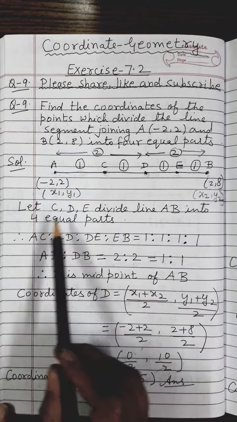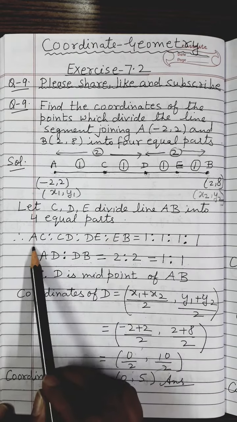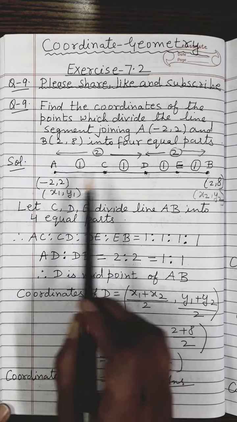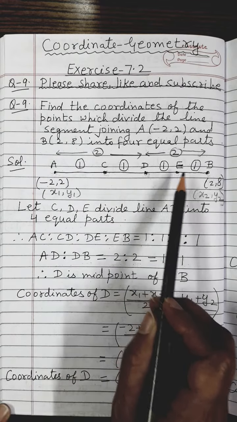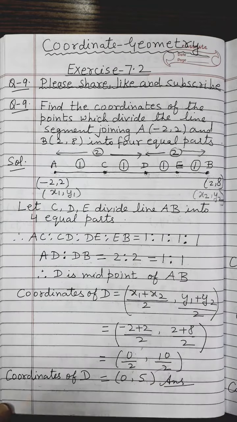So I write: let C, D, E divide the line AB into 4 equal parts. Therefore AC : CD : DE : EB, all these ratios are equal to 1 : 1 : 1 : 1.